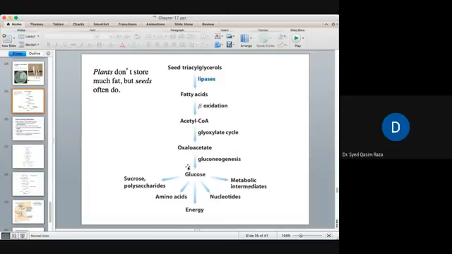So these are the stages when the seeds are going to be germinated. If the seeds have triacylglycerols, then during germination, these are the reactions which are going to be started. The stored lipids, fatty acids or oils are going to be converted into fatty acids, acetyl CoA, oxaloacetate, and glucose, and all the metabolic intermediates, nucleotides, energy, and amino acids, everything is going to be produced from that.